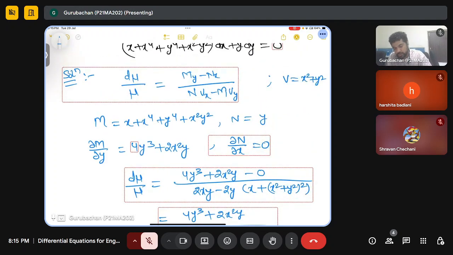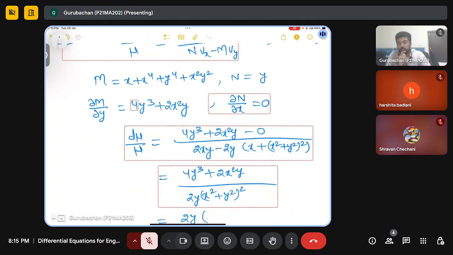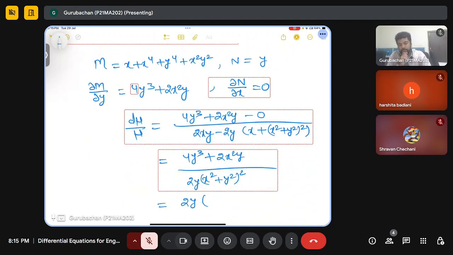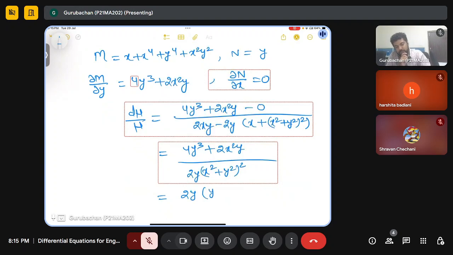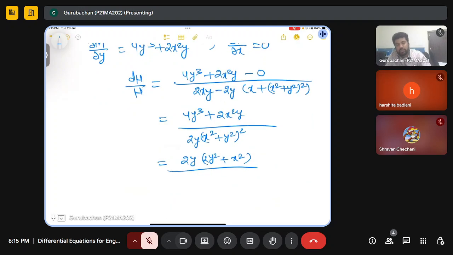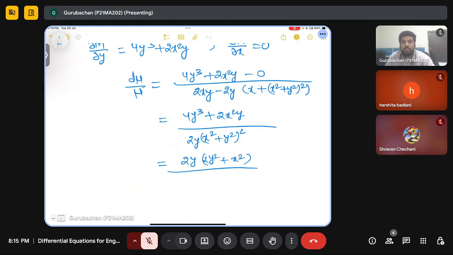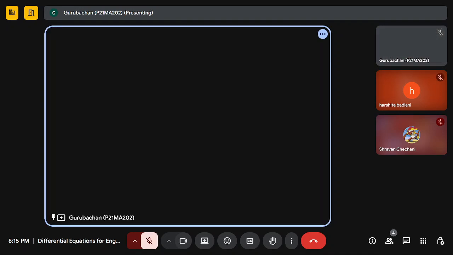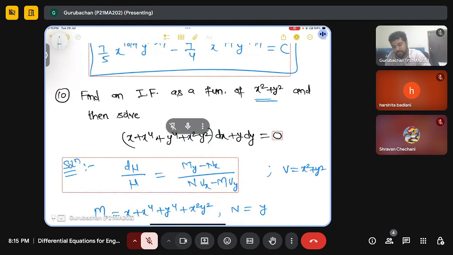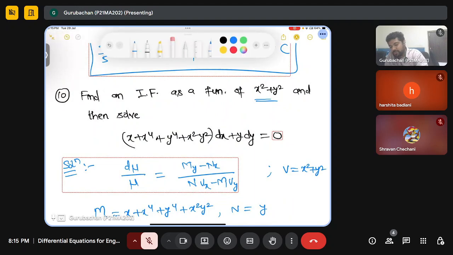Is there any error? Check this one, please. Is there any calculation error? Let me proceed with this one. 2y, x square plus y square divided by, I think there is some error. Let me confirm what it should be. Sir, we cannot write that x square plus y square bracket square. Yeah, actually, I just made a typo in the question itself.